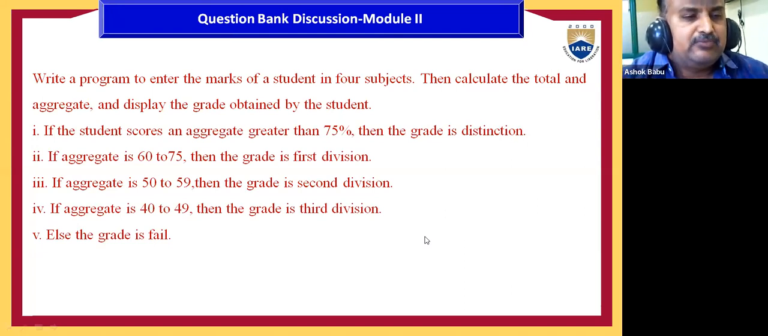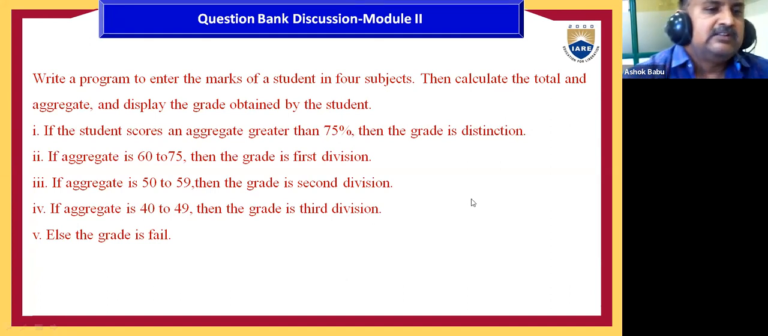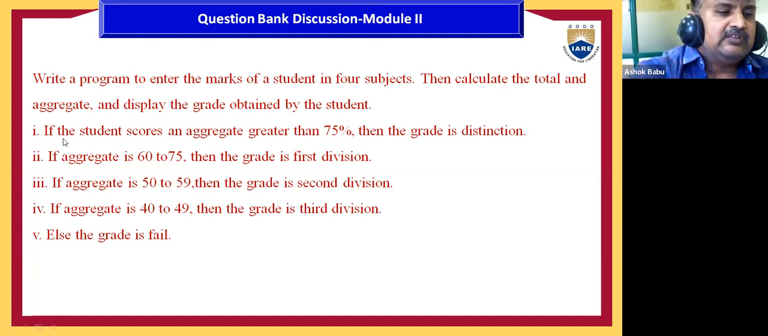Write a Python program to enter the marks of a student in 4 subjects. Here we can take any n number of subjects, but for example, we are assuming 4 subjects. For the 4 subjects, we need to calculate the total marks, aggregate marks, and we need to display the grade also. We have already discussed this type of program in previous classes. Again, it is one of that model.